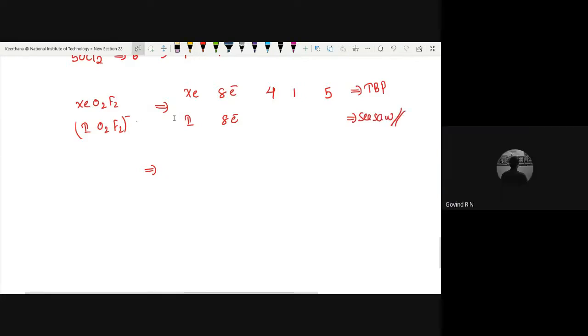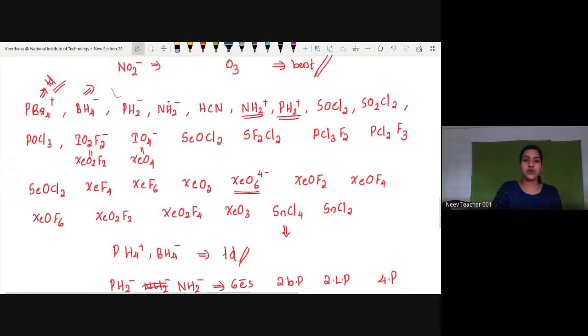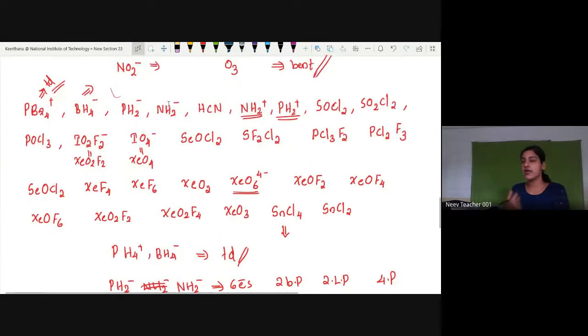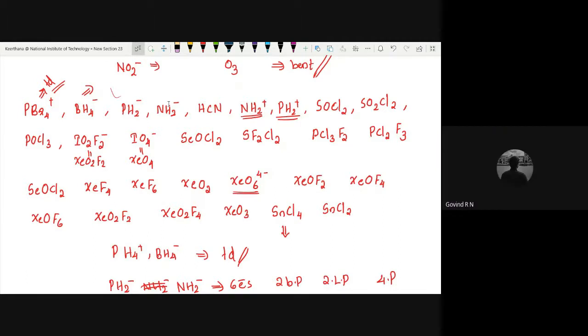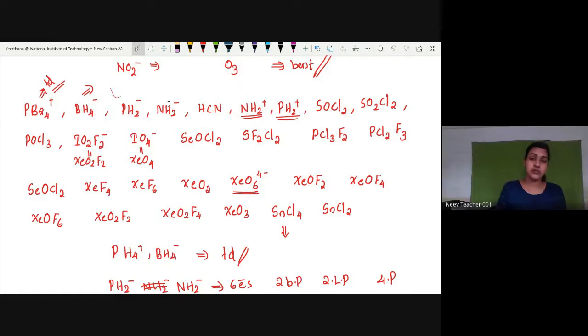Okay, XeO2F2 and XeO4 or IO4 minus. What is the shape? IO4 minus geometry is tetrahedral, shape is also tetrahedral. It means 8 electrons and 4 double bonds are forming. Each double bond needs 2 electrons, so for the formation of 4 bond pairs, 8 electrons are used. So 0 electrons left, 0 lone pair. Total 4. Since it is 0 lone pair, shape and geometry are same, which is tetrahedral.